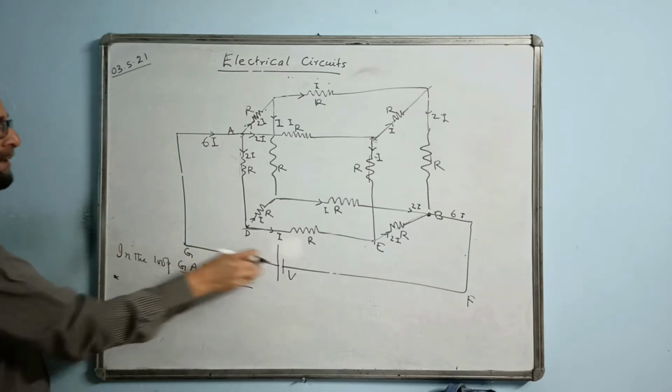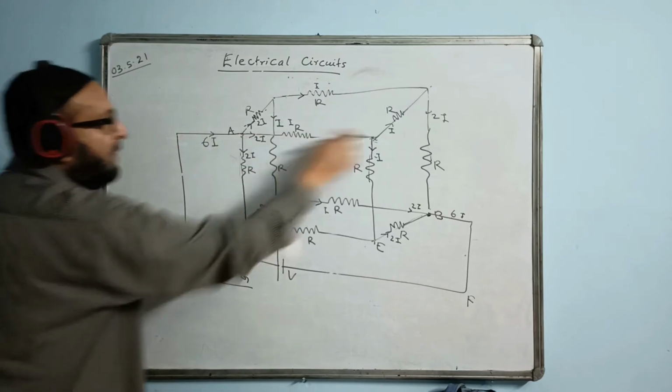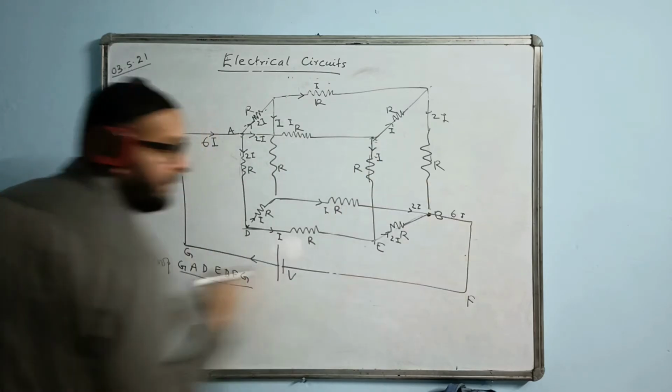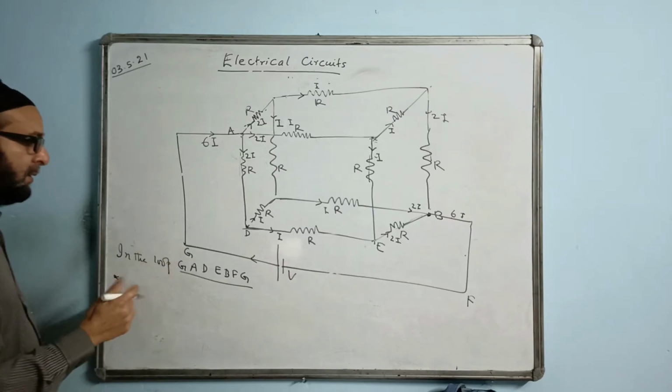We can take the loop any way. We can take it this way also, like this way also. Any one way we will take. This is the point G.